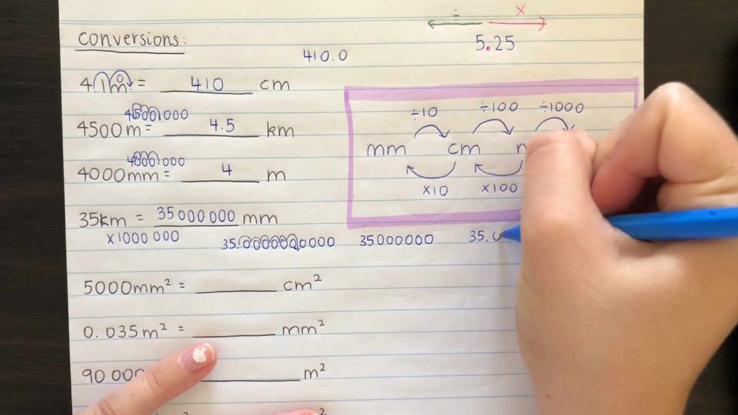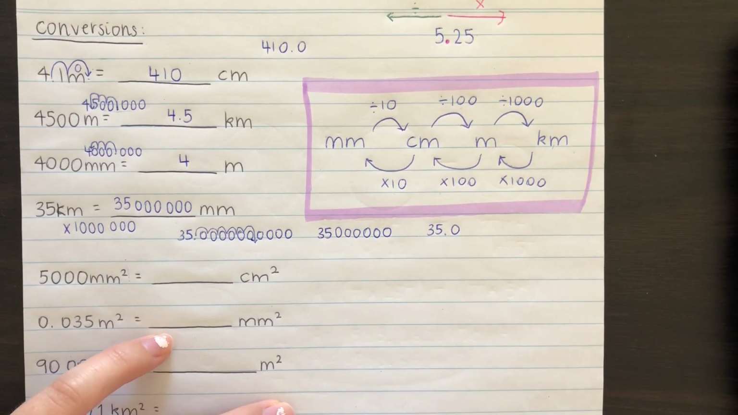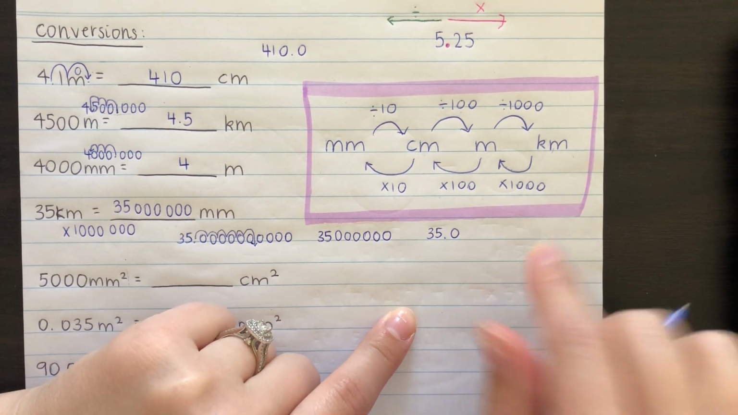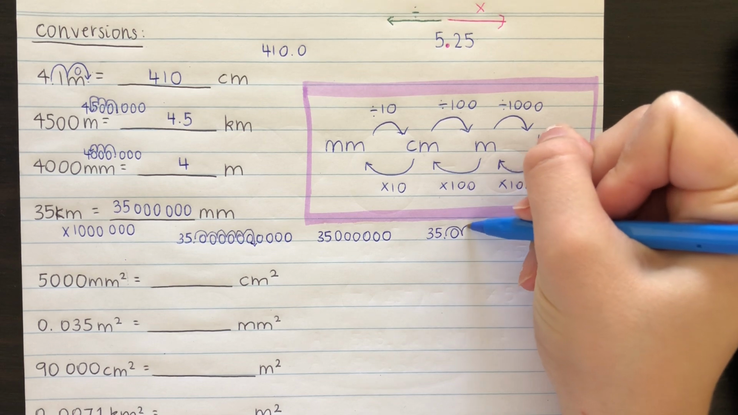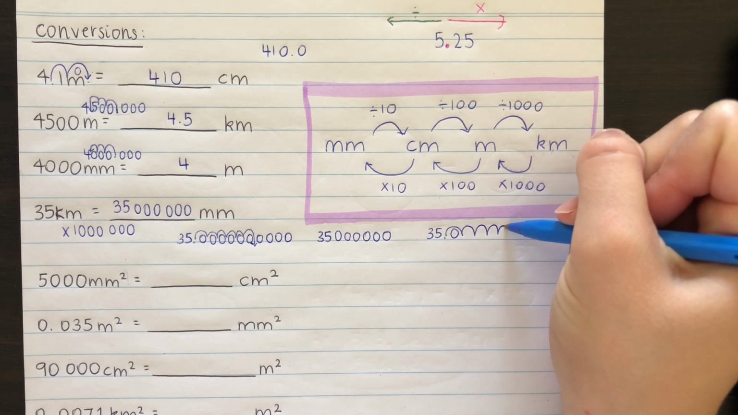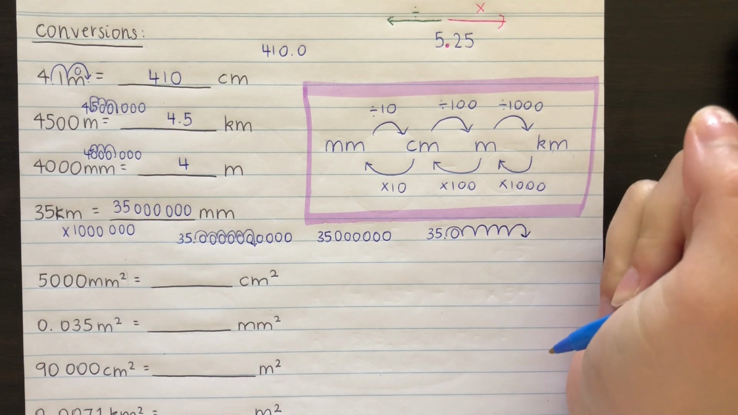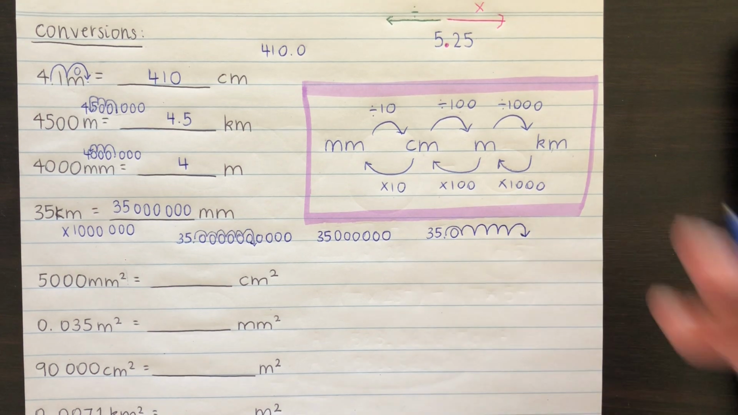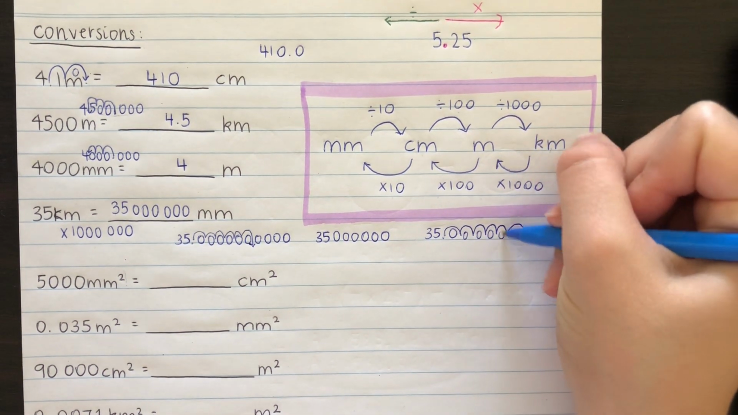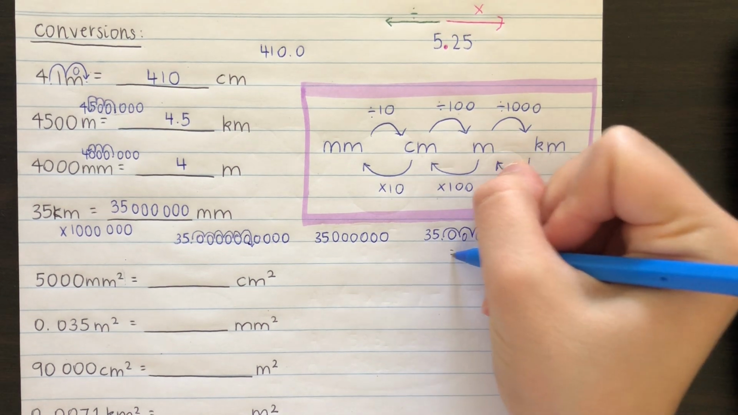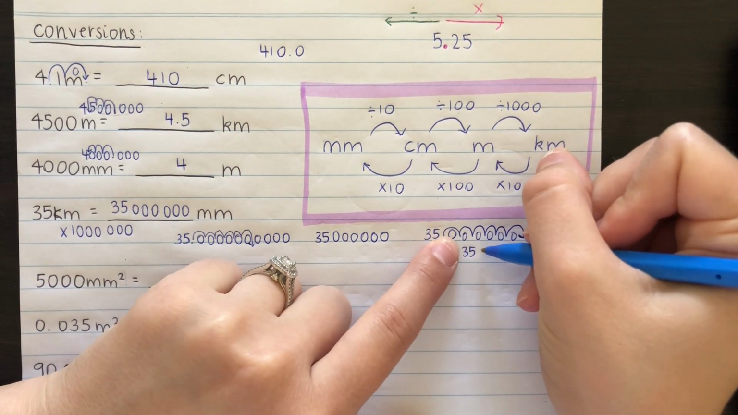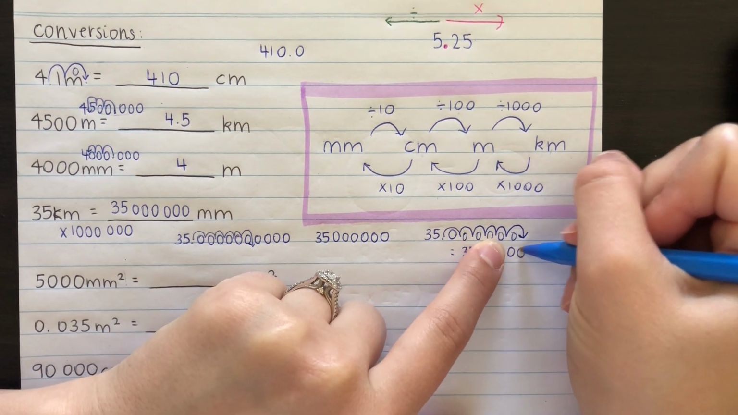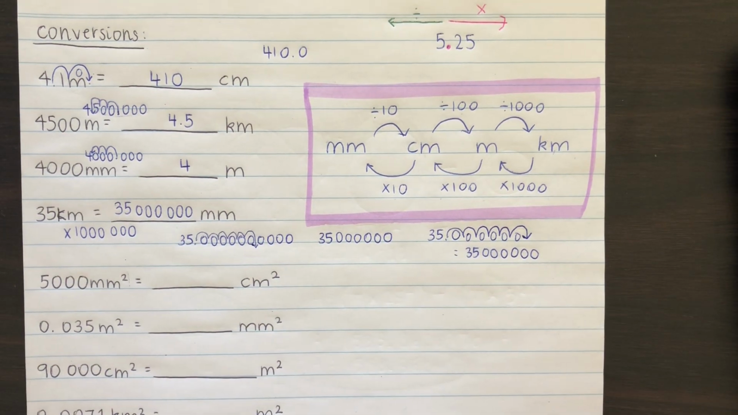Now I'll show you once more, if I didn't do that many zeros and I just wrote 35 like this, I'll show you how you can still get the same answer. So I'm still moving 6 times to the right. So I'll go 1, 2, 3, 4, 5, 6. New decimal point. And remember I said if there are any loops with no numbers in it, they become zeros. So 0, 0, 0, 0, 0. And you'll see that that equals 35, 0, 0, 0, 0, 0, 0. 35 million. Okay?